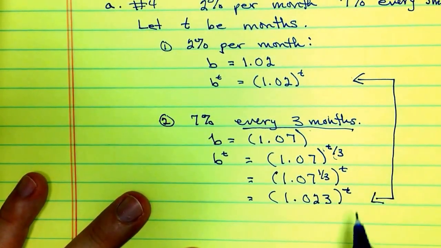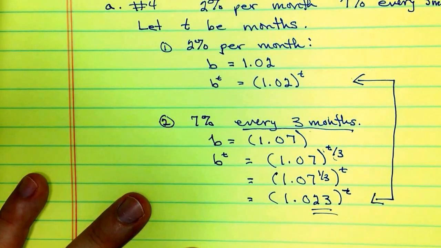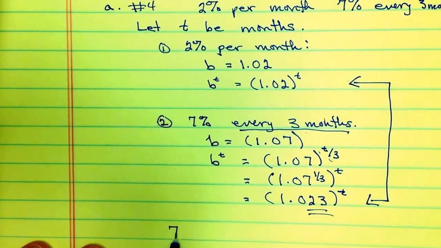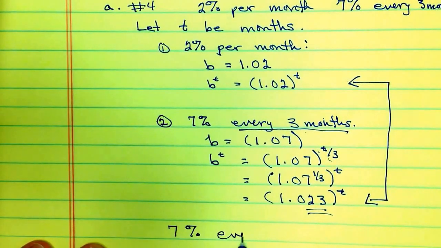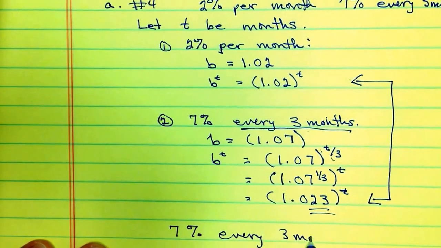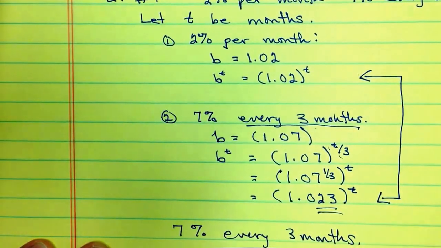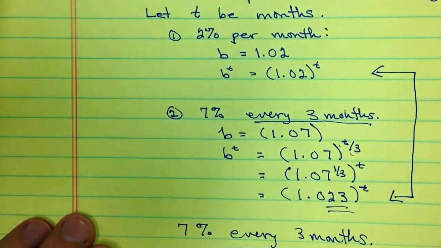So when we compare the b values, now everything's in months. So which one would be better? It turns out the 7% every 3 months is a little better. So 7% every 3 months is the better option. Okay, so then that's the first example.